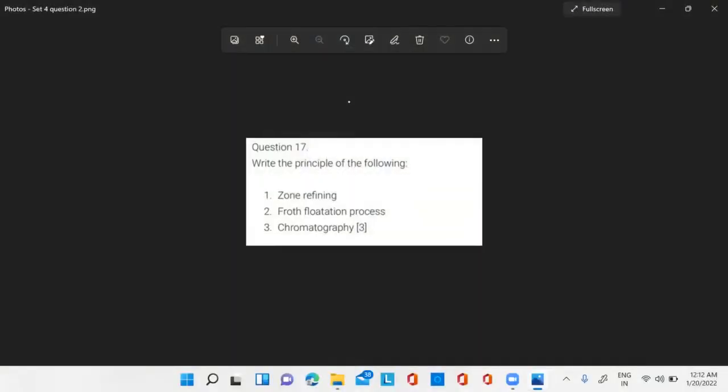So my question is question number 17, part 2. Write the principle of the froth flotation process. Okay, so this is also a very common process for the extraction of those metals in which the ore particles are preferentially wetted by oil and gangue by water. The method uses the principle of difference in the wetting properties of the ore and gangue particles with water and oil. This method is used for the concentration of sulfide ores like lead sulfide and zinc sulfide.